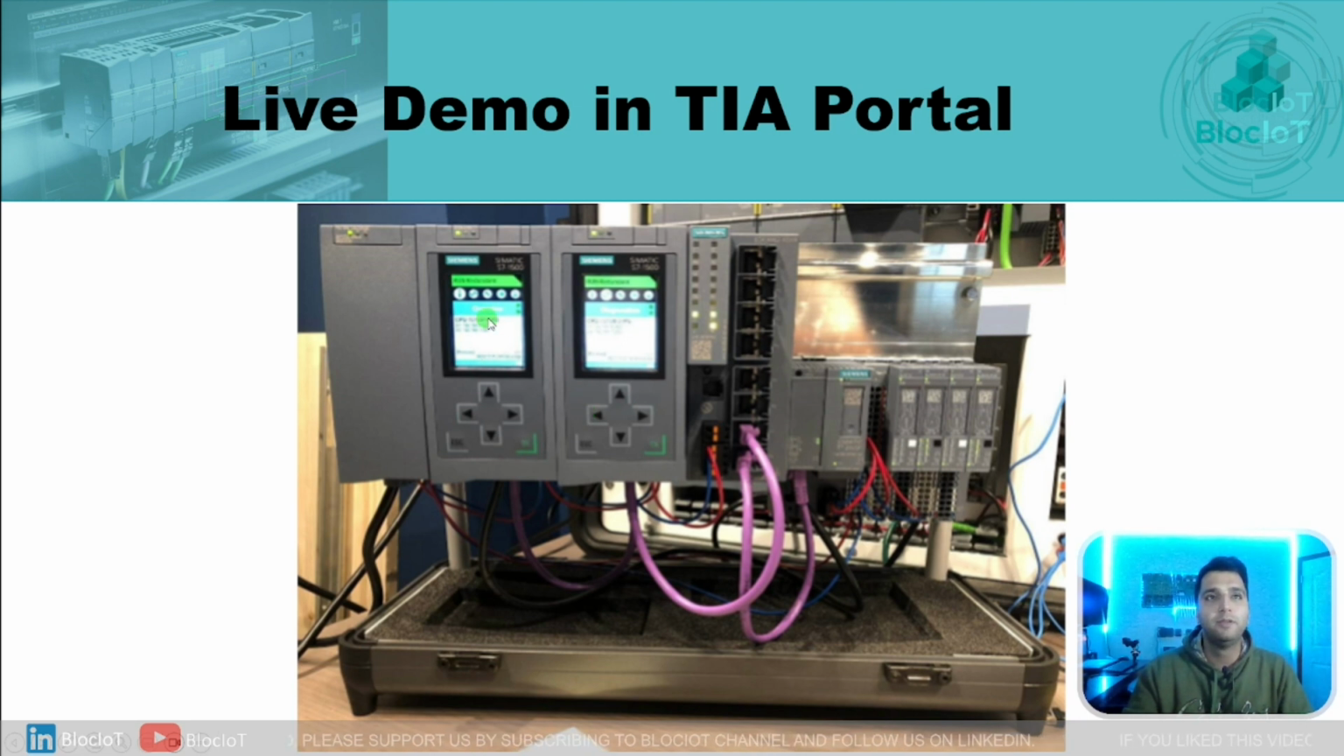We have a 1515R CPU, we have a network switch, and we have an ET 200SP remote IO, and these are all linked together in an MRP link, and I'll show you in the TIA Portal how to configure this CPU and how easy it is to configure a redundant CPU in the Siemens world in just a few clicks in a few minutes. So without further ado, let's jump into the live demo.